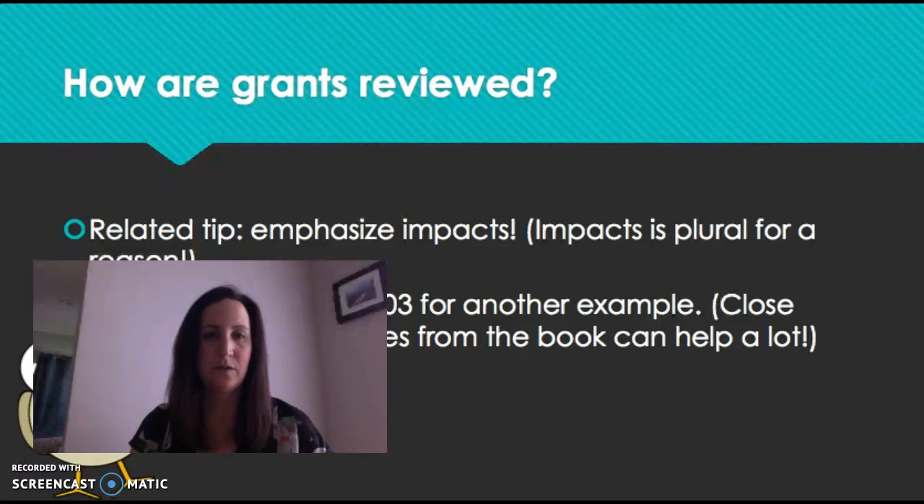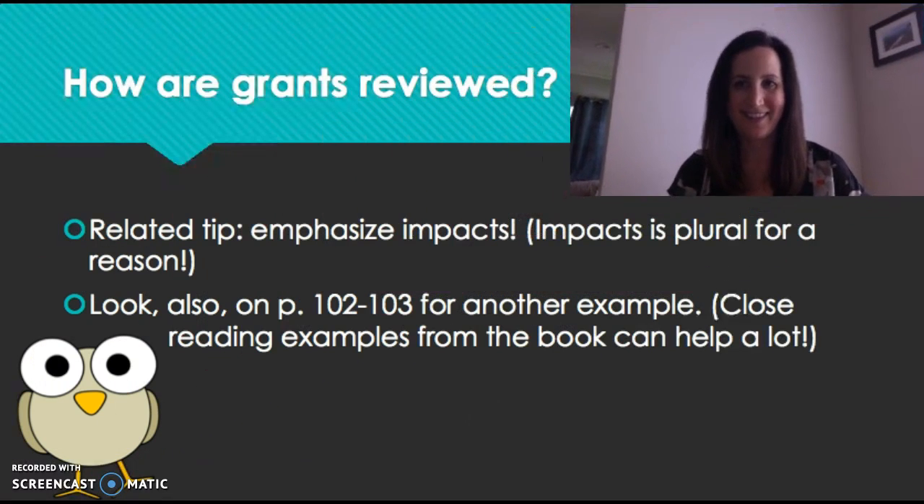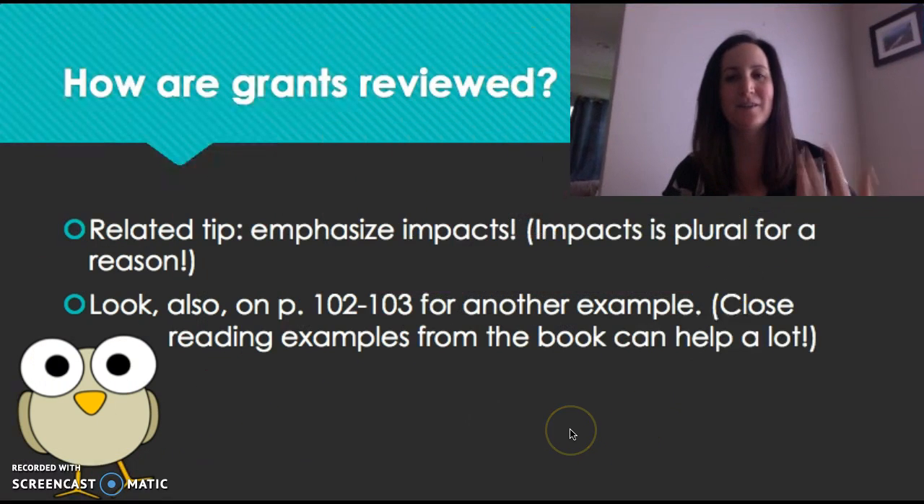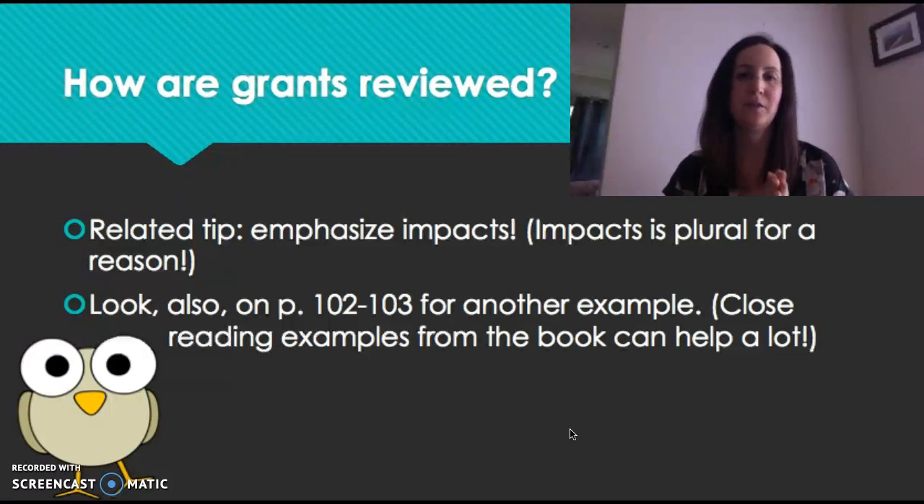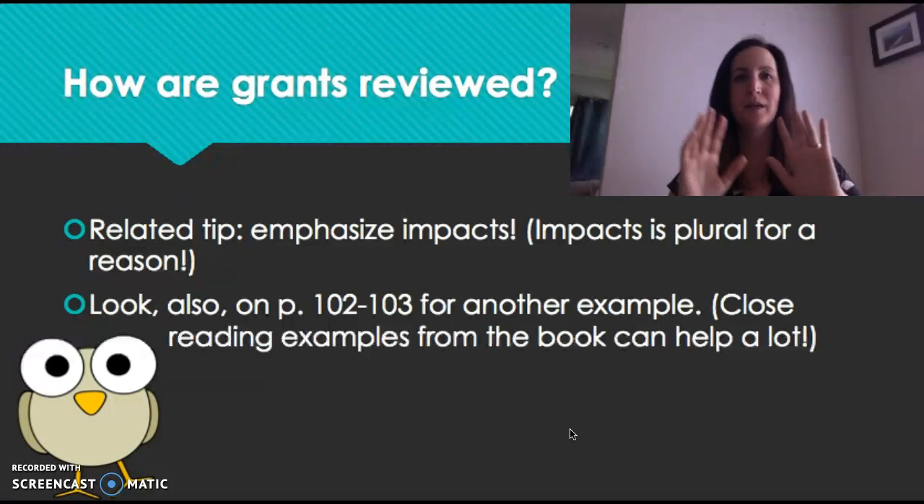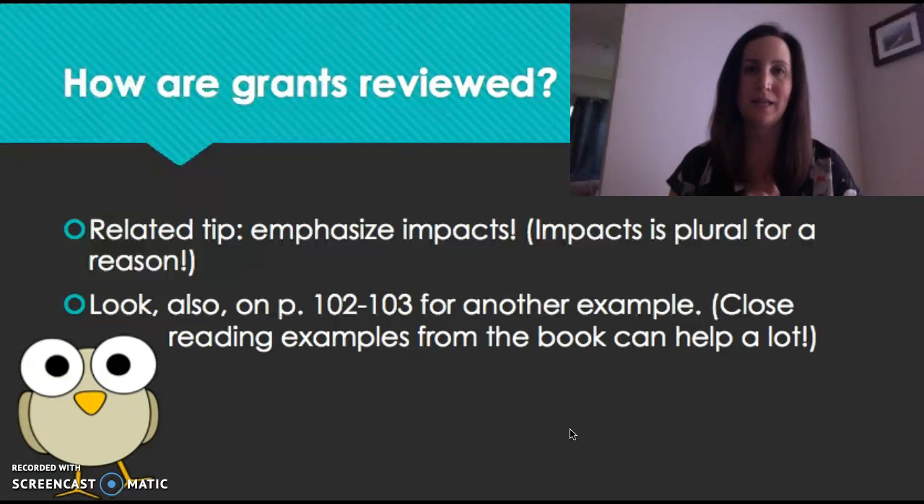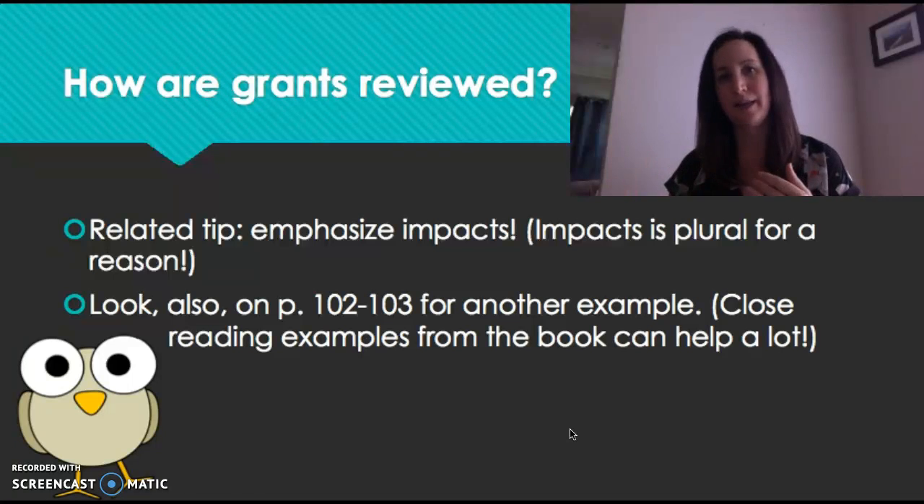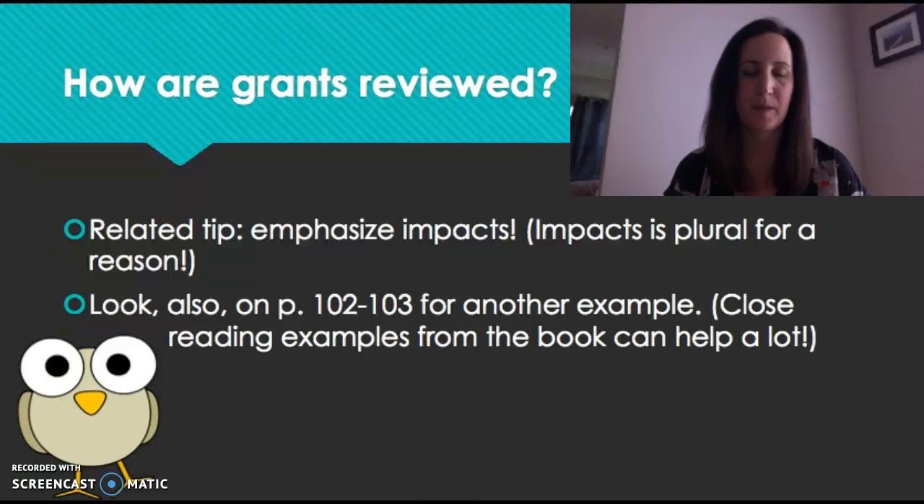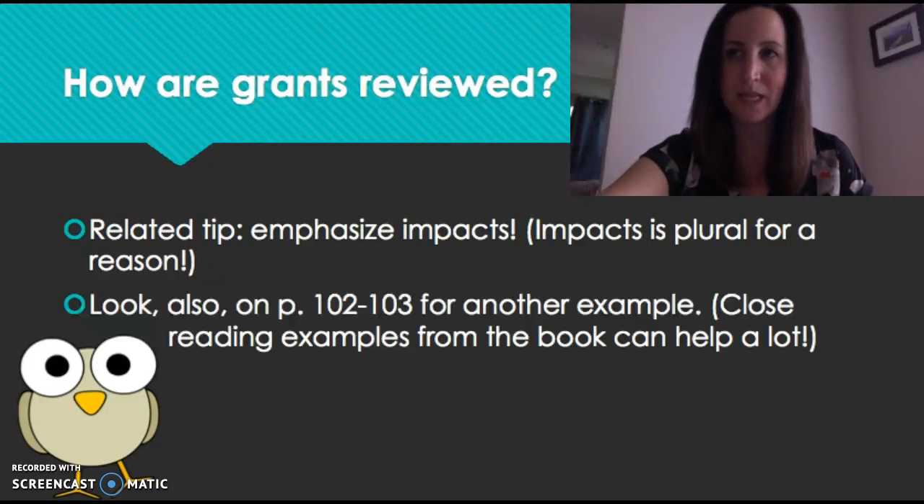So in addition to the example on 96 and 97, I also am going to recommend that you guys on your own time look to page 102 and 103 for another example. The book puts these examples side by side and it says a little bit about them, but you can really go a long way by doing more of your own analysis here. I'm happy to talk to you about the comparisons, but I'm interested to see what you can glean by thinking about why the after is more impactful than the former.